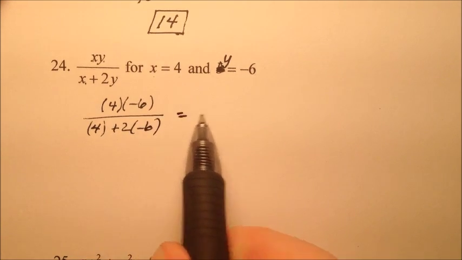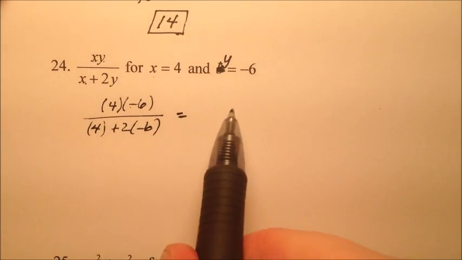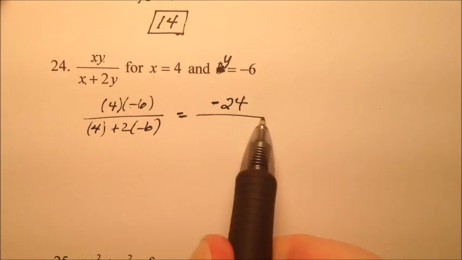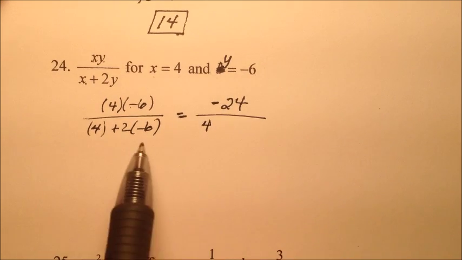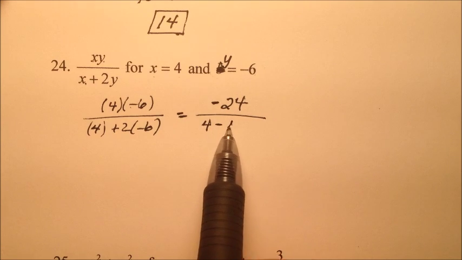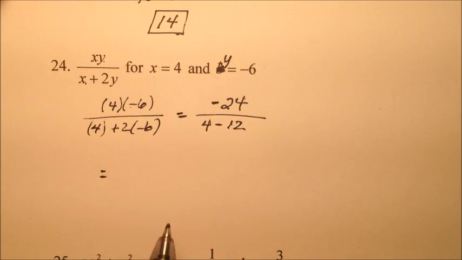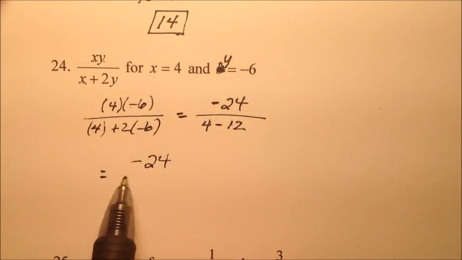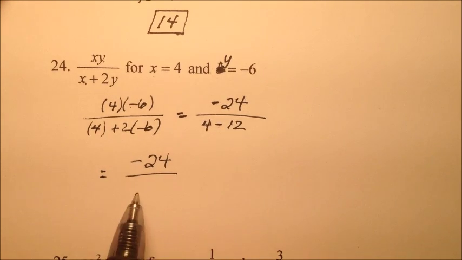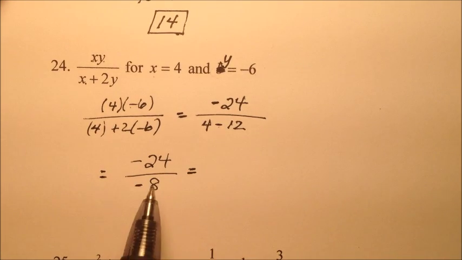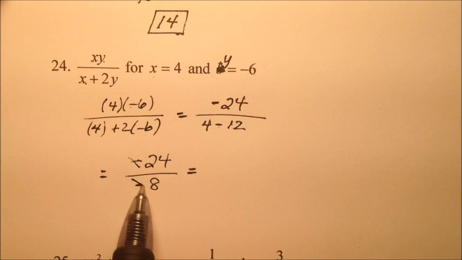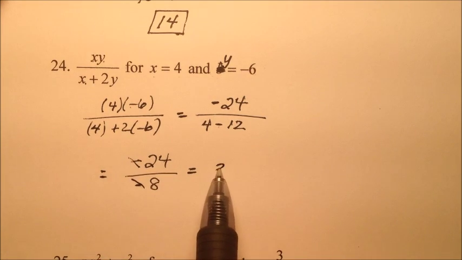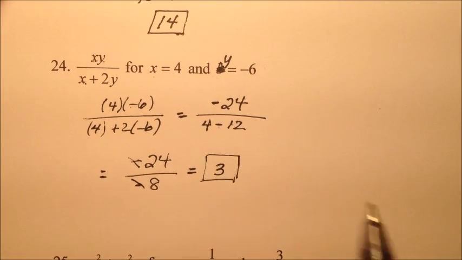So we have it just like this. So 4 times negative 6 is negative 24 over 4, and then 2 times negative 6 is a negative 12. So I'm going to come down here. Negative 24 on top, 4 minus 12 is negative 8 on bottom, and the negatives are going to cancel out, and 24 divided by 8 is 3. So the value for that is 3.